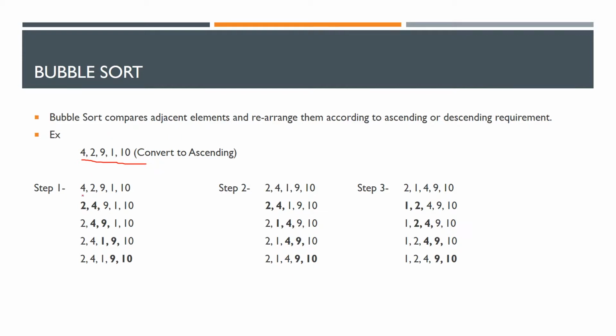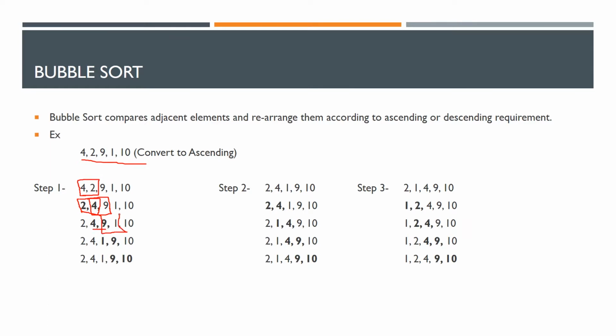To do that, we'll take the first two adjacent elements. We'll check are they in ascending order or not. If they're not, we'll swap them or rearrange them. So in this case, we have rearranged 2 and 4. Then we'll take a look at the next two elements, that is 4 and 9. Are they in ascending order? Yes. So we'll keep them as they are.